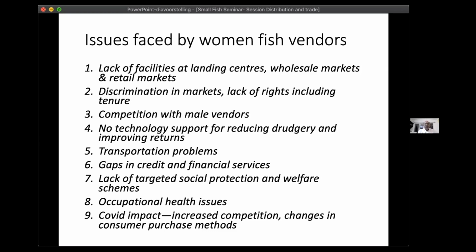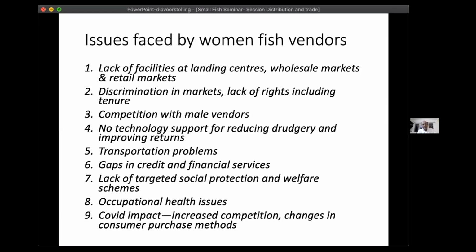There's no technology support for reducing the drudgery and improving returns. Today, practically all fishermen in India at least have a small outboard motor. So a proportionate investment in fish vendors, the fisherwomen's livelihoods, is missing. There are very few opportunities and very little technology for upgrading and reducing the drudgery, including good quality ice boxes and so on. We find everywhere some kind of temporary makeshift thermocol boxes being used. So it is a major gap.